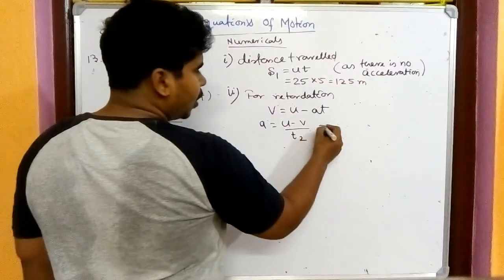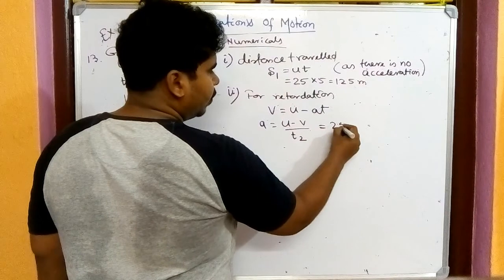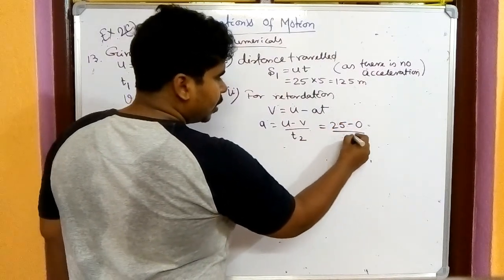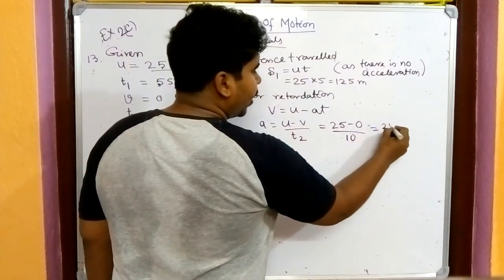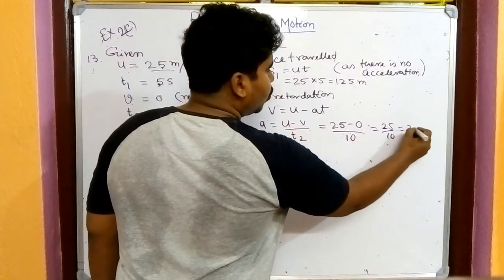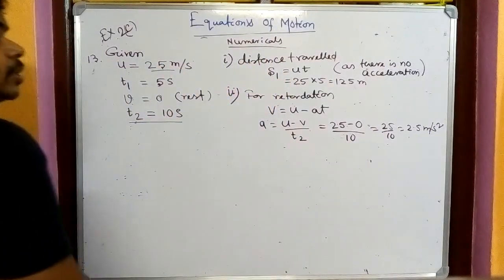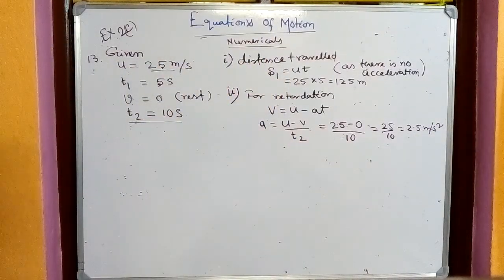So u is how much? 25. V is 0. T2 is 10. So it is 25 by 10. That means 2.5 meter per second square. That is your retardation, 2.5 meter per second square.